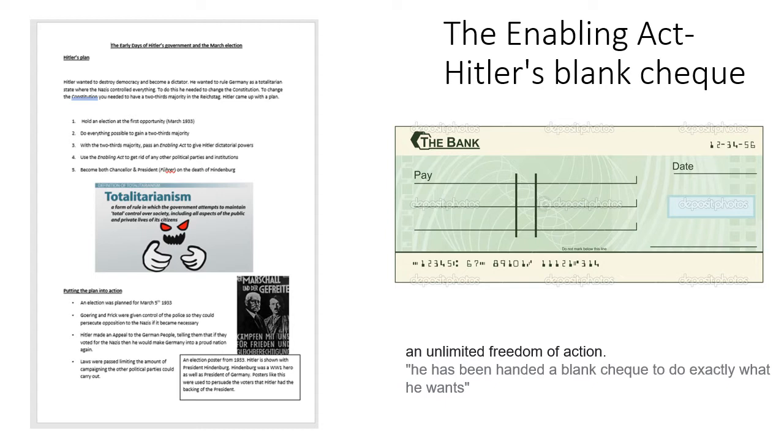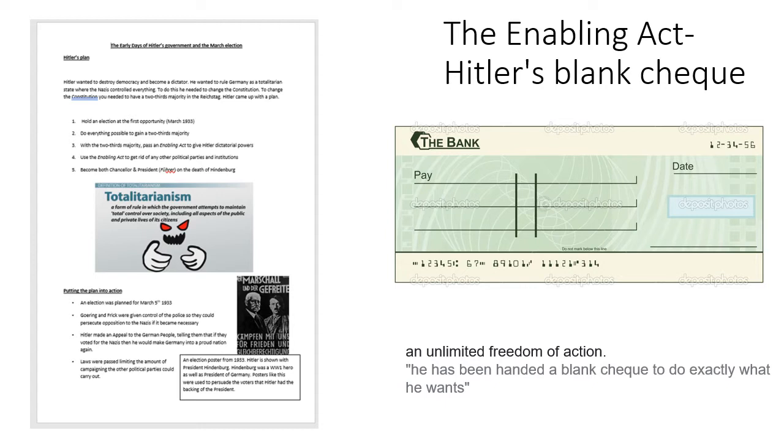So we're looking at document A, first of all, and we're going to talk about something called the Enabling Act, or Hitler's blank check. So, remember, Hitler's plan is to transform a democracy into a dictatorship and do it from within. That's always been his plan since 1924 and the failed Munich Putsch. So let's have a look what his plan is.